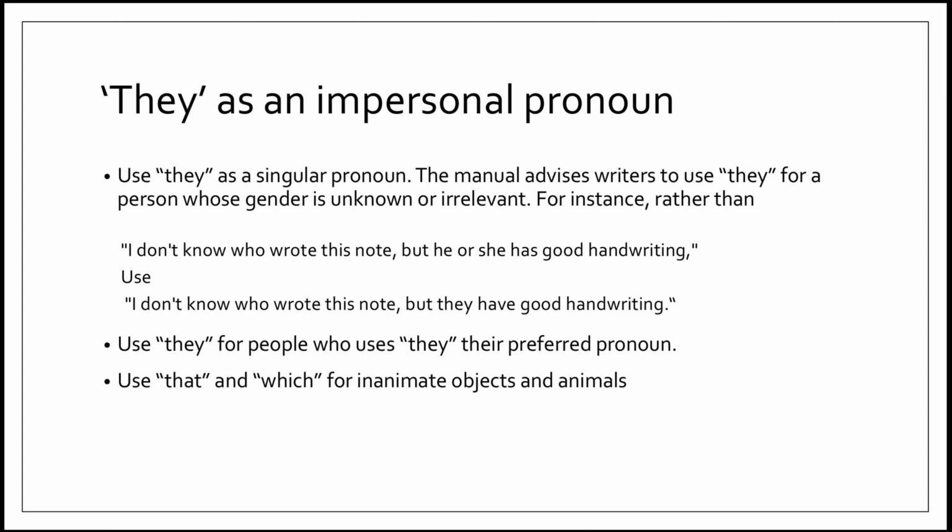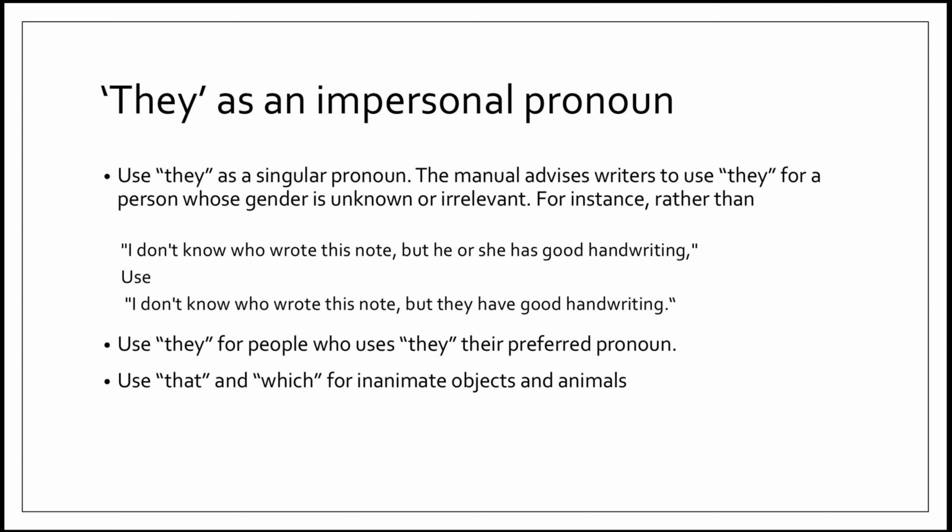All right, another change to APA 7 is that the APA is a proponent of using "they" as the impersonal pronoun, so use it as a singular pronoun. There's a lot of social change going on right now, and a lot of people are finding that they're not comfortable with certain gender pronouns. If you're not sure of someone's gender preference, just use "they." It's easy.